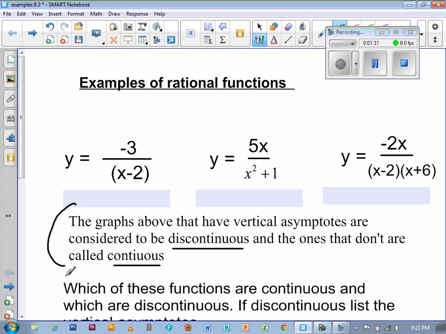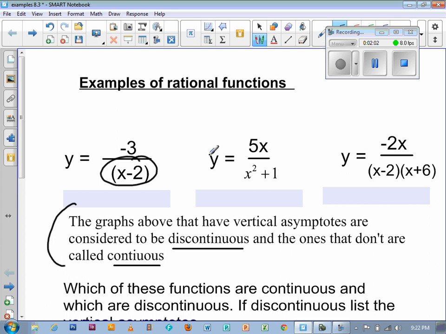Now, the graphs above that have vertical asymptotes are considered to be discontinuous, and the ones that don't are called continuous. Now, how do we determine if there's a vertical asymptote? Well, we look at the denominator. We focus our attention on x minus 2. If there is a value that we can put in for x that will create 0, then there's a vertical asymptote, which means the function's discontinuous.